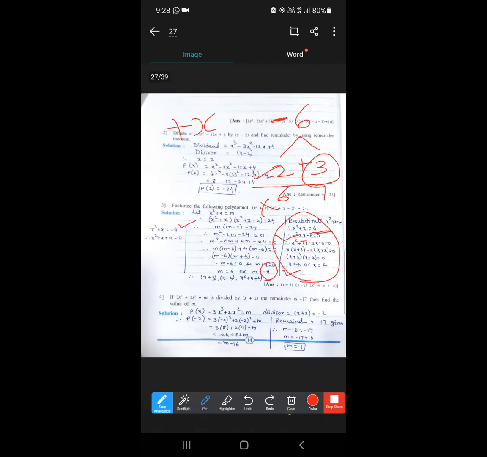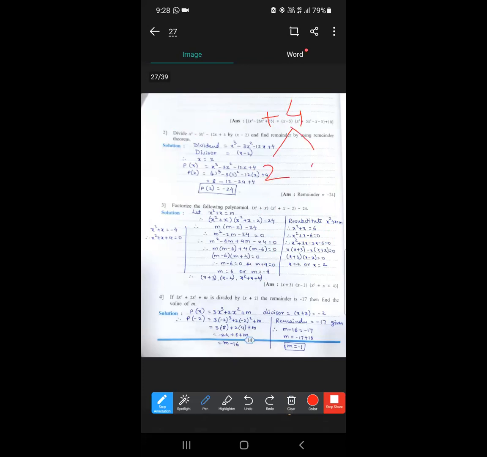Now -4, if you bring it to this side, it will be +4 equals 0. Now here, what will be the factors? 2 times 2 is 4, and 4 times 1 is 4. These are the two factors. Now which will be suitable? Here you can see the middle term is 1.